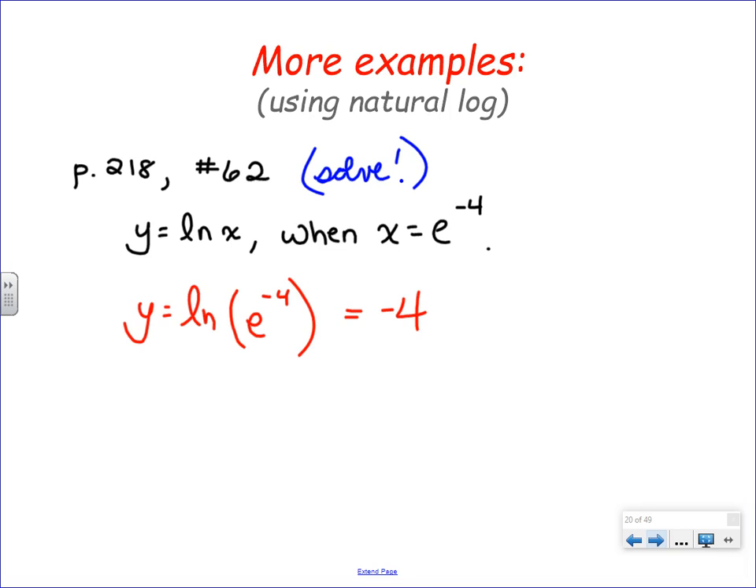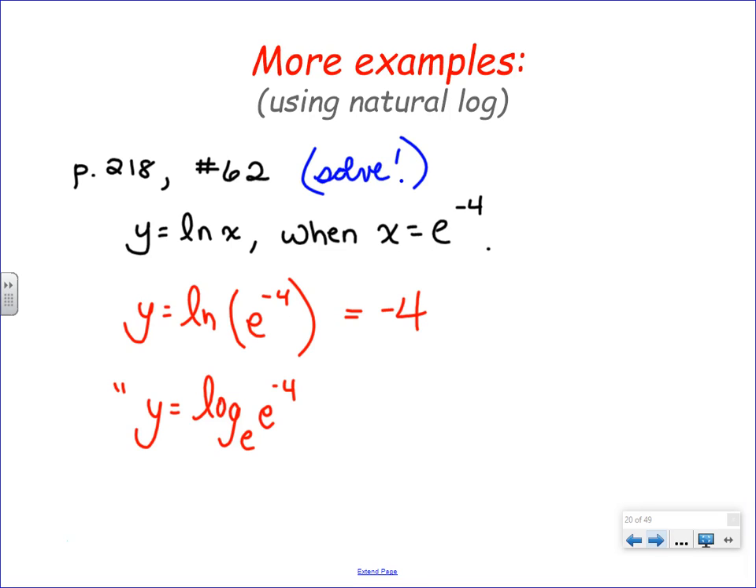Can I write it a different way? Let's see if this helps. Isn't this the same thing as, and we don't really write this, I'm just showing it to you, isn't ln log base e of e to the negative 4? Does that make more sense? Yeah. So careful, when they give you ln, it's a hidden log base e.